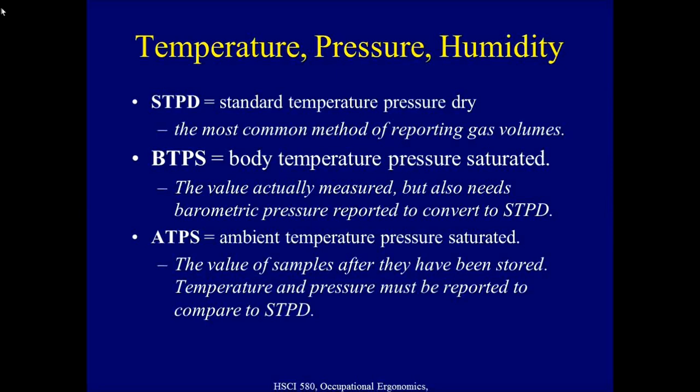So standard temperature and pressure dry is a standard combination of measurements that are made when reporting gas volumes. However, they can change based upon altitude, temperature, and so on. So body temperature, pressure saturated, these are the actual measurements that are needed when you need to have barometric pressure reported and converted to the standard temperature pressure dry values. The ambient temperature pressure saturated is the value of samples after they have been stored. Temperature and pressure must be reported and compared to the standard temperature pressure dry. So we're all dealing with the same numbers after the adjustments have been made.